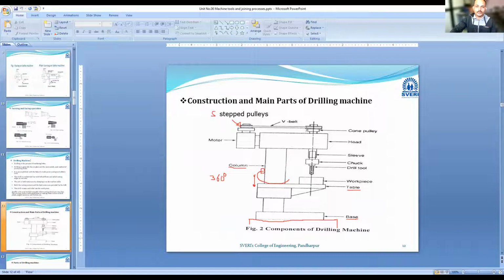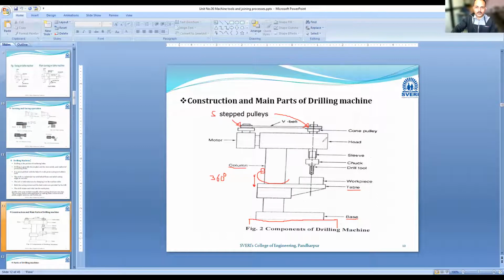Okay, so on the other side also there are stepped pulleys. This is also a stepped pulley, and this one is also a stepped pulley. So by using these stepped pulleys, we can increase or decrease the rotation, or we can say the speed, of the shaft. We can control the speed of this shaft.